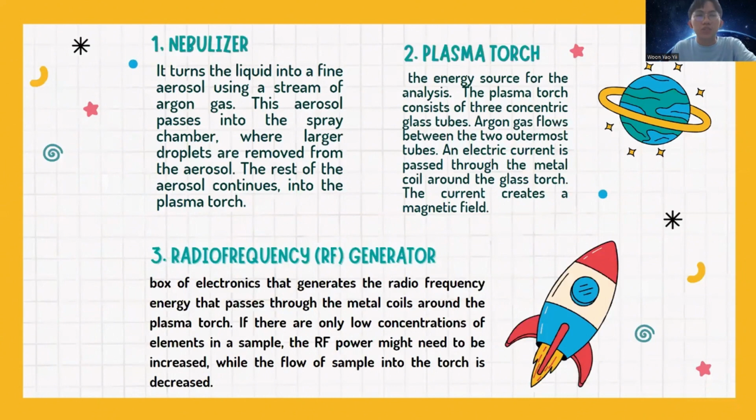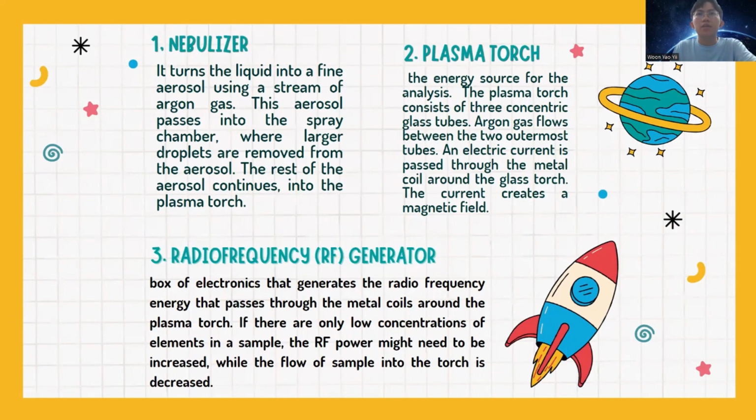So there are 6 instrument parts in this OES machine. The first one is the nebulizer. The nebulizer turns the liquid into a fine aerosol using a stream of argon gas. This aerosol passes into the spray chamber where the larger droplets are removed from the aerosol. The rest of the aerosol continues into the plasma torch.